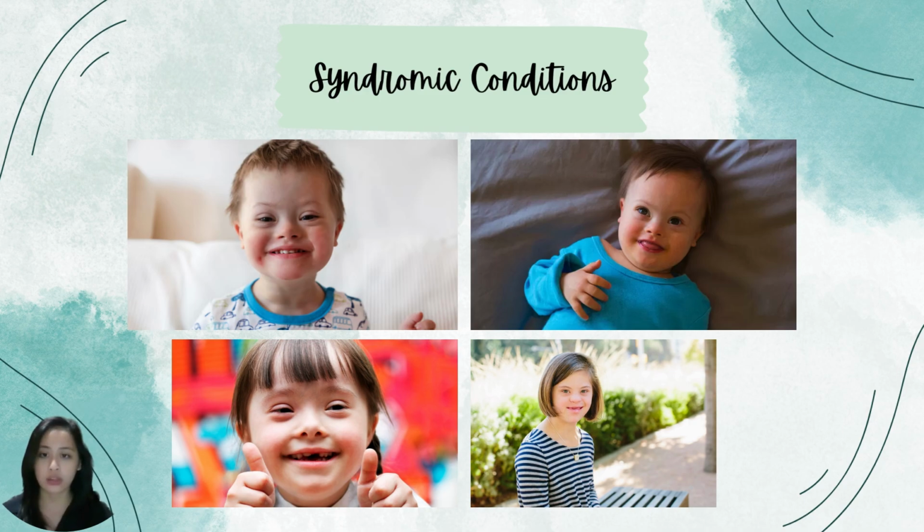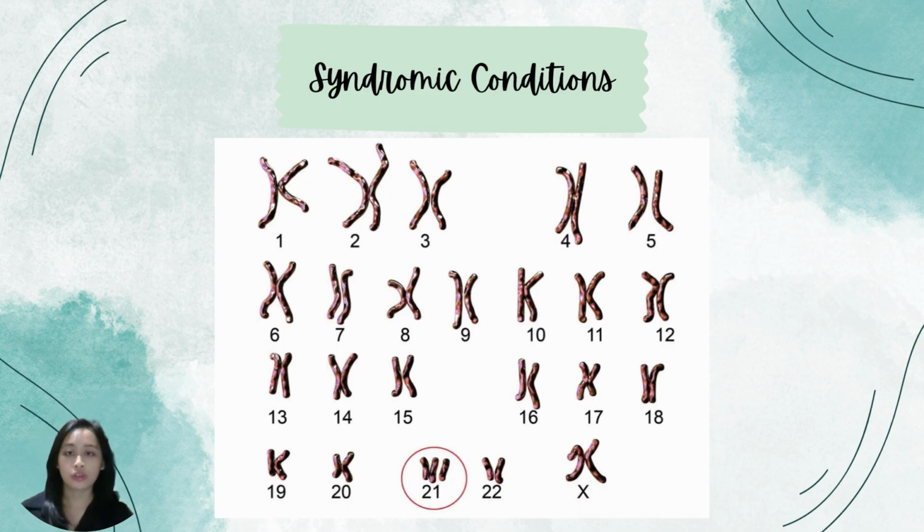What causes it? To answer that question, Down syndrome is caused by an error in cell division during the formation of an egg or sperm cell, also known as non-disjunction. This results in a sperm or egg cell with two copies of chromosome 21 instead of one. When this cell fertilizes another cell, the resulting baby will have three copies of chromosome 21, or trisomy 21, which is shown here in the diagram.